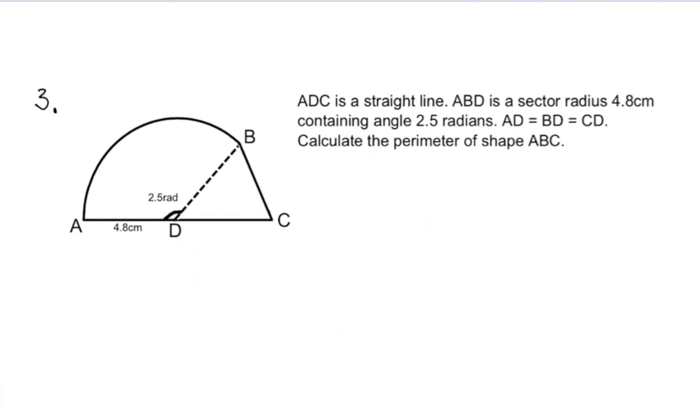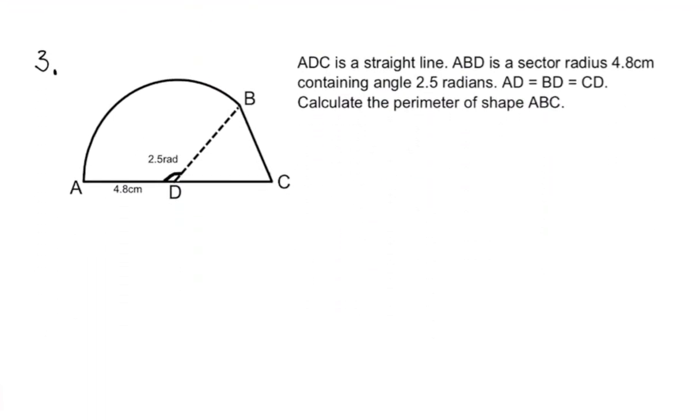The third question, as well as using r theta, we're going to use the cosine rule. The first thing I'm going to do, because it's an exam question, I'm going to use my highlighter. It says ADC is a straight line. Quite an important piece of information, that. ABD is a sector of radius 4.8 and it has an angle of 2.5 radians. Clue there, radians, make sure your calculator's working in the right angle measure. We're also told that AD equals BD equals CD.